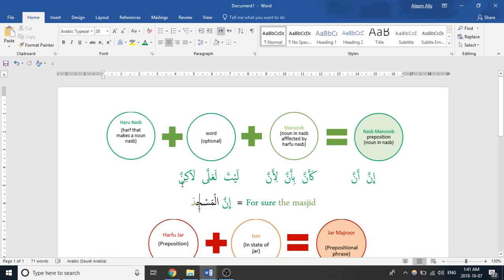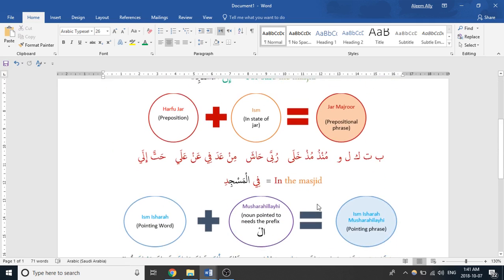So for this, there are multiple harfu nasb, I think about 8 of them, and they are inna, anna, ka'anna, bi'anna, li'anna, layta, la'alla, lakinna. And the example here we have is innal masjida. So inna is used for definiteness. So we translate this as for sure the masjid, right? And we know this is a phrase because we're left asking, well, what about the masjid, right? It's not a sentence. It's not a complete idea.